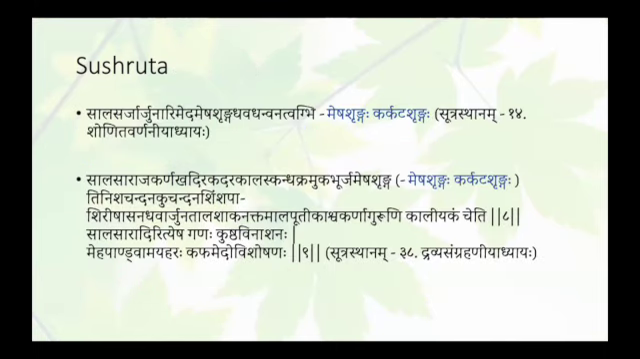So these are the references from the Sushruta Samhita where we can see that Meshashringa is mentioned as Karkatashringa by Dalhana. And you can see the Varunadi Gana, where we can see the major big plants. Even Meshashringa is also one of the plants included in that.